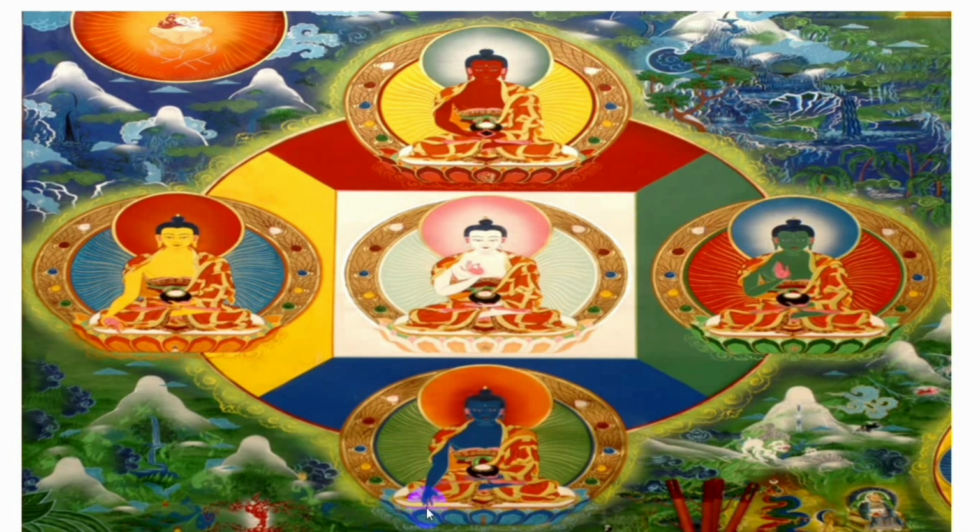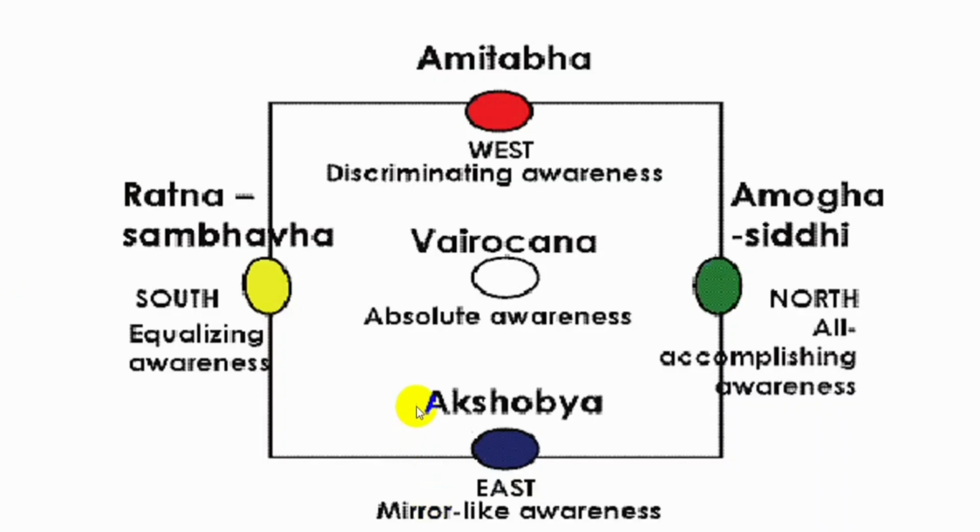These 5 wisdom Buddhas are clearly distinguished from one another through their individual physical colors. This diagram gives you a clear idea about the Panchatathagata or 5 wisdom Buddhas. The center one is Vairochana, absolute awareness. The right one is Amoghasiddhi, north, all-accomplishing awareness. The left side is yellow-bordered Ratnasambhava, presiding in the south, equalizing awareness. At the bottom here is Aksobhya. It is blue-bordered, and its paradise is eastward. It is mirror-like wisdom.